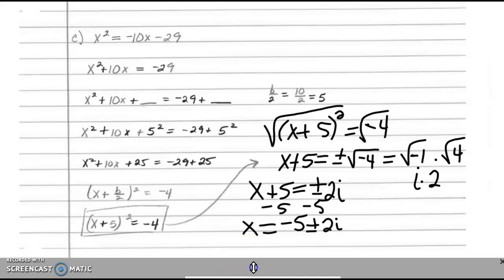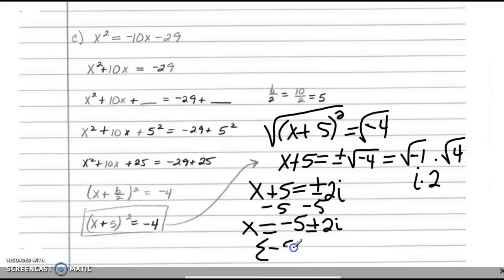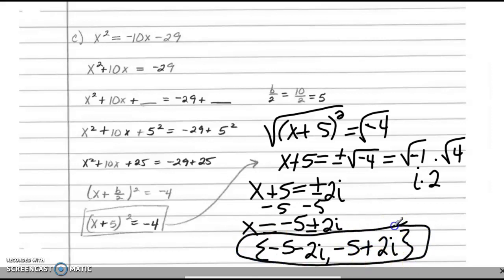And if we wanted to list this in set notation, because we have two solutions, we would write it as: the smallest one would be negative 5 minus 2i, and then the next one would be negative 5 plus 2i. And there's the imaginary solution to this quadratic equation.